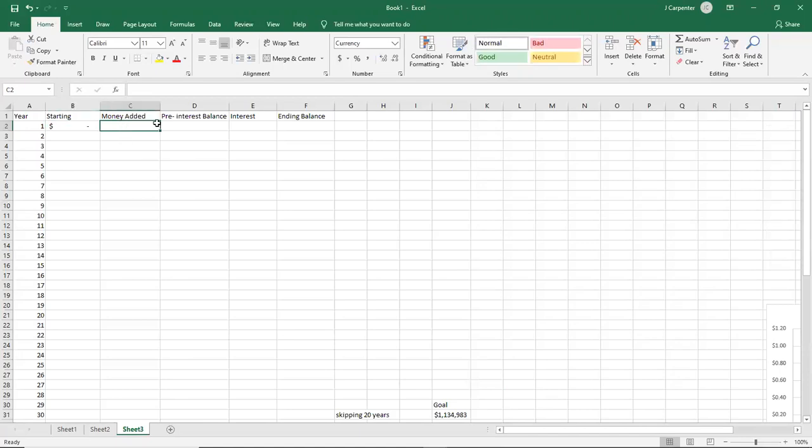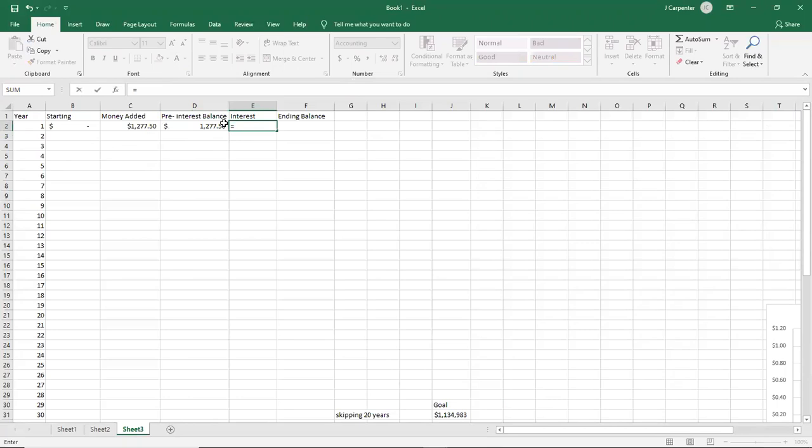We start with nothing. But then we add that $12,750. Pre-interest balance. That's the sum of what we originally had and what we added in. We literally added. So equals what we originally had for the year plus what we added for the year. And we're going to add the same amount every year. We're not going to inflate this amount, which makes it even more interesting, as I'll discuss.